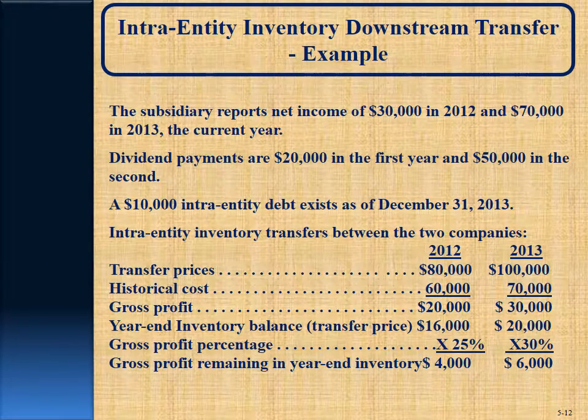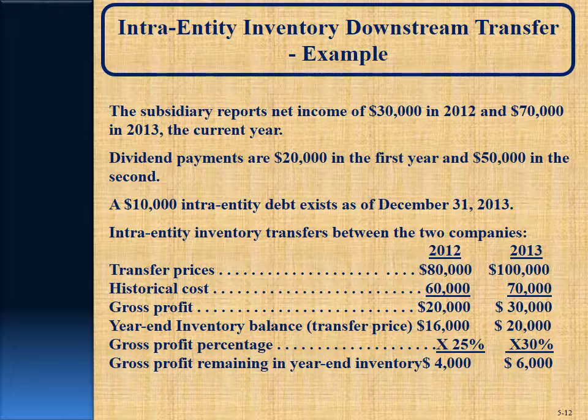Now, the subsidiary reports net income of $30,000 in 2012 and $70,000 in 2013. The illustration in your book will be for December 31st, 2013, and right now I'm looking at page 210. Dividend payments are $20,000 in the first year and $50,000 in the second year. There is a debt between the two companies of $10,000.